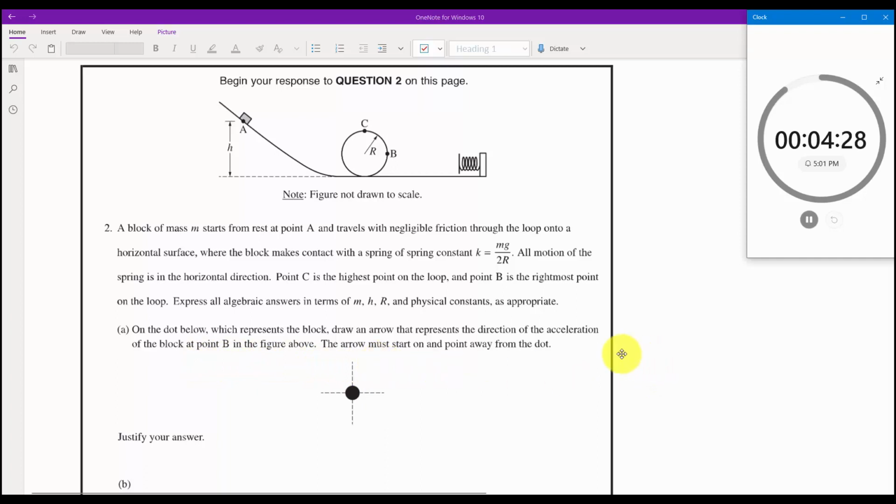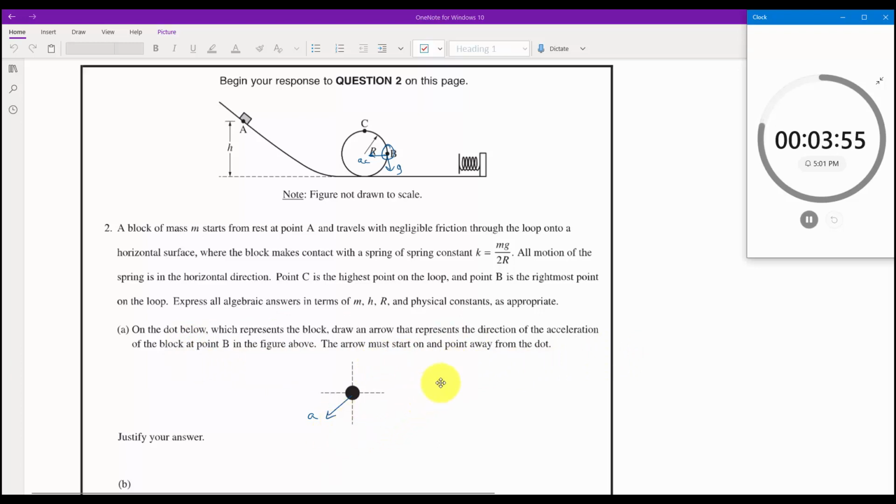Right off the bat, and they have a justification. This is where a lot of people would probably get this one wrong. I'm going to draw some stuff up here. At point B, there's a centripetal acceleration because it's going around in a circle. However, it's not going at a constant speed, so there is the acceleration of gravity acting on it. This is one of those two-dimensional accelerations. So the acceleration should be someplace around there. The arrow must start on the point, so it would be in that direction.